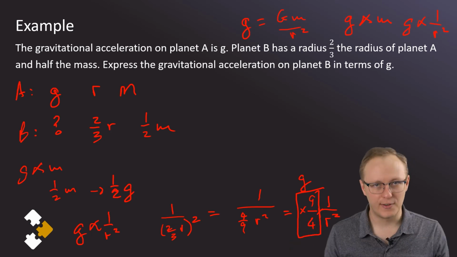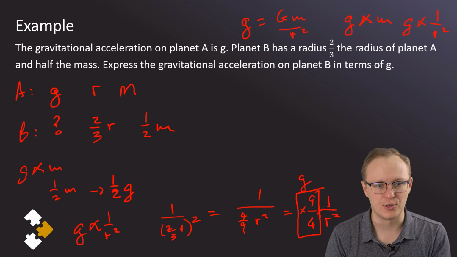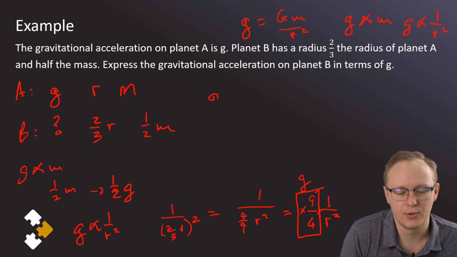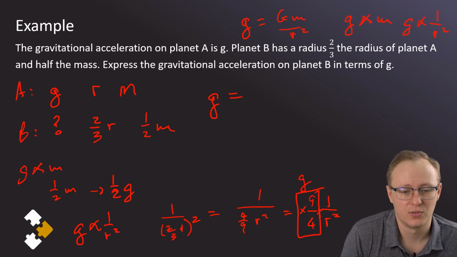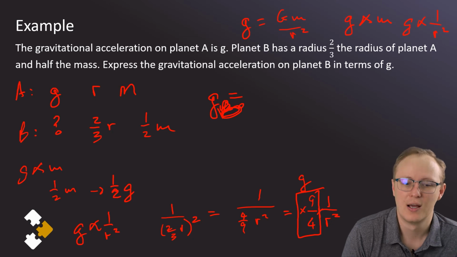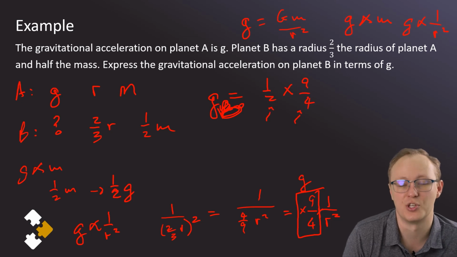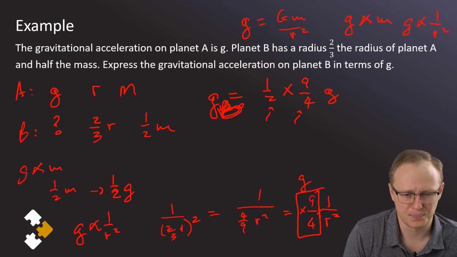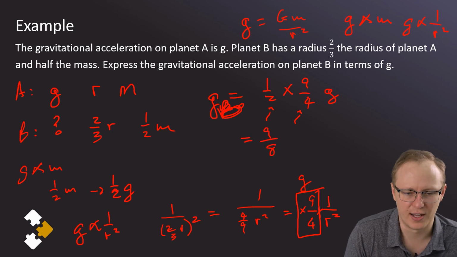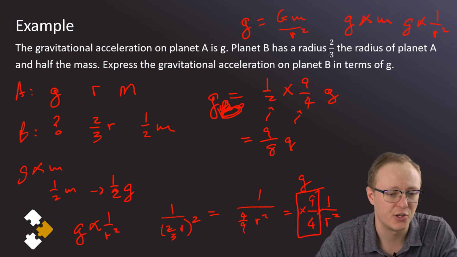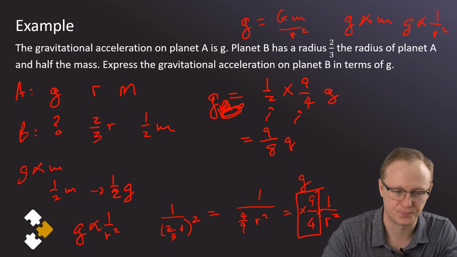So the actual effect is going to be the combination of changing the mass and changing the radius. So the new gravitational acceleration, let's call it g new, or I guess I could call it gB because we know it's on B, is going to be the half times the 9 over 4, so this was due to changing the mass, this was due to changing the radius, times g, and that's going to be 9 over 8g. So a slightly stronger gravitational acceleration on that planet B.